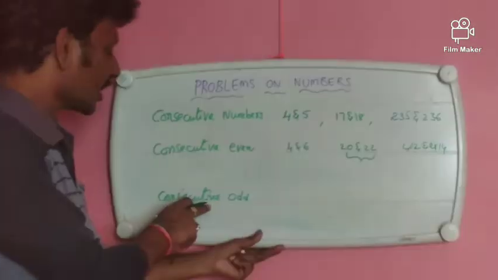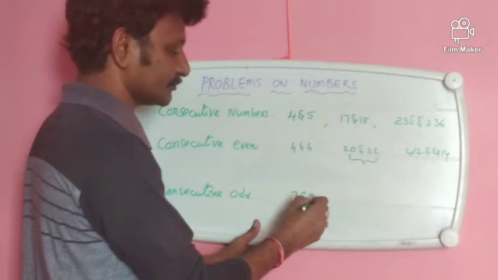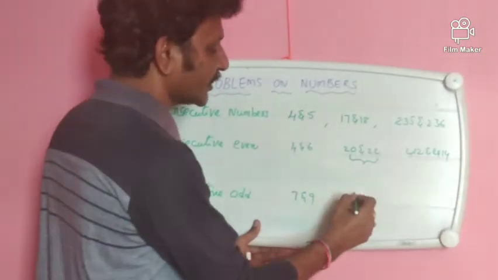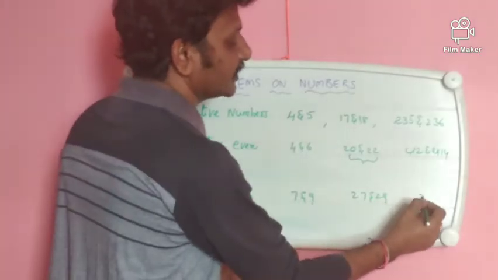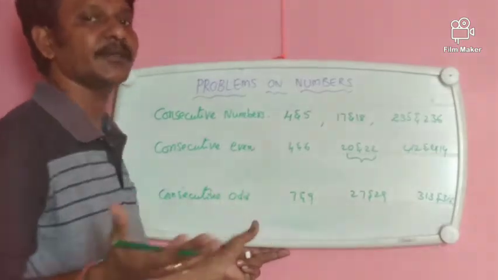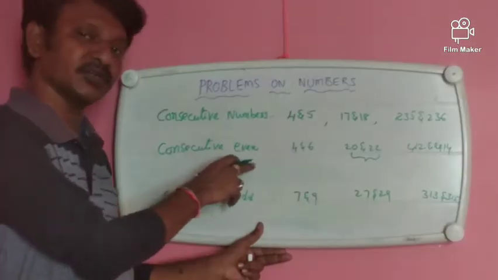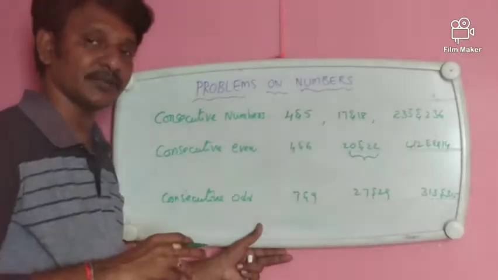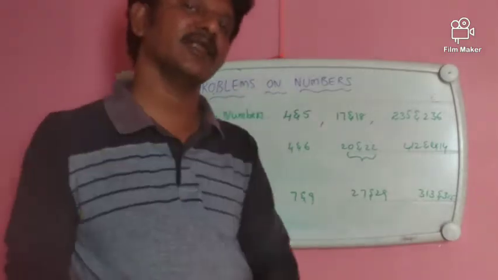Now you will see the consecutive odd numbers. Let us see 7 and 9. Clear? You can write 27 and 29. You can write 313 and 315. Like that, so many pairs you can write. So all these are consecutive numbers, consecutive even numbers, consecutive odd numbers. But to solve the problem, it should involve variables.